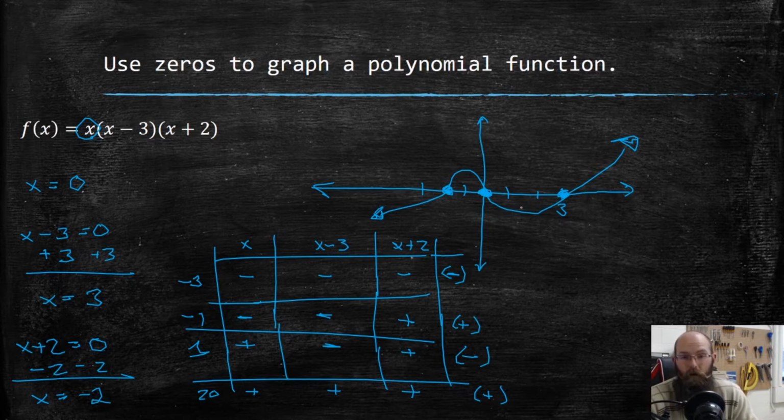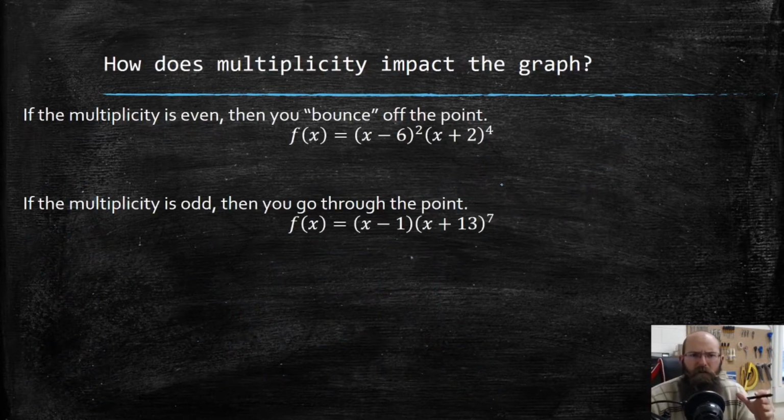All right, folks, let's go on to our next example. This isn't an example per se, but it is talking about multiplicity, which is very important for us. If our multiplicity is even, like 2, 4, 6, 37,002, something like that, then we'll have an even exponent, and that means I'm going to bounce off those coordinate points, or those x-intercepts.